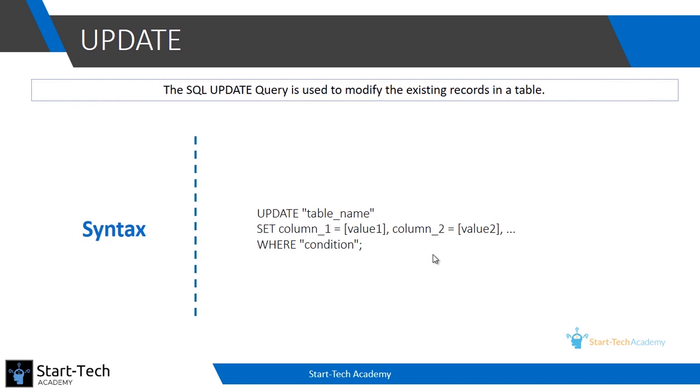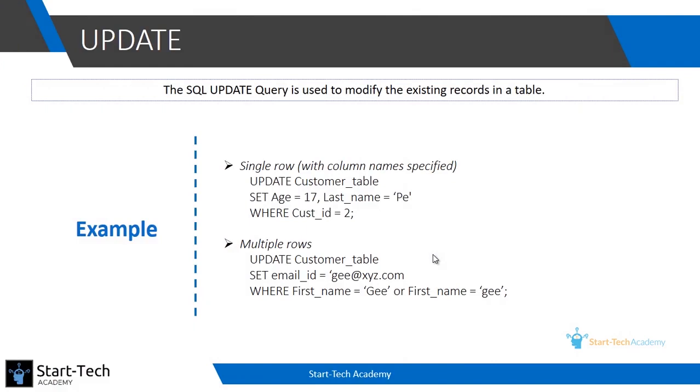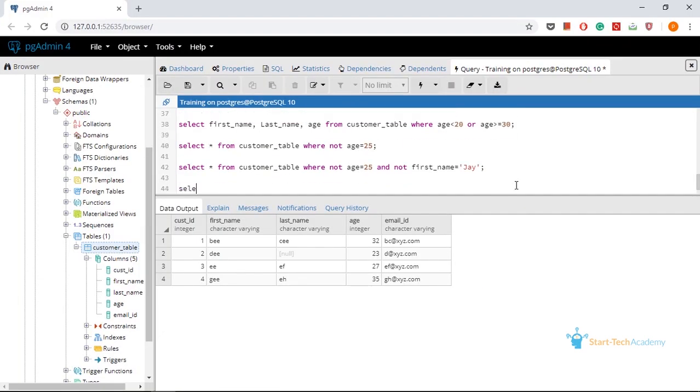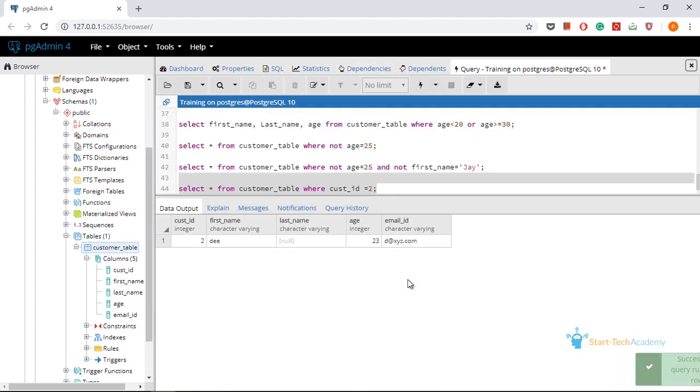So let us look at some of the examples of update query. Let us say we want to update the age and the last name of the customer whose customer ID is 2. So if we go to the database and we look at the table, let us see the customer with customer ID 2. So this customer is 23 years old and the last name of this customer is missing.